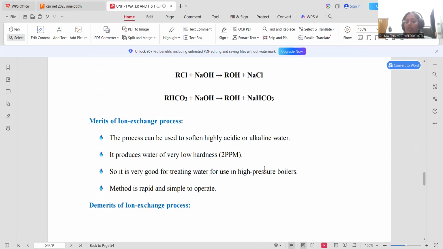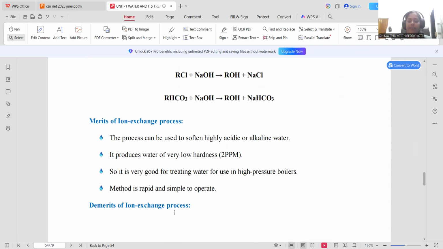Since we generate steam on a high or bulk scale, at that condition industrial grade steam can be generated by using this ion exchange process of the water, because it is a more efficient method. This method is very rapid and simple to operate. That's the reason why ion exchange is most frequently adopted for the softening of water.